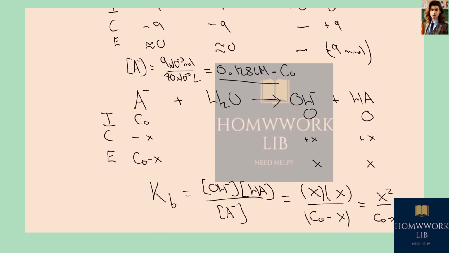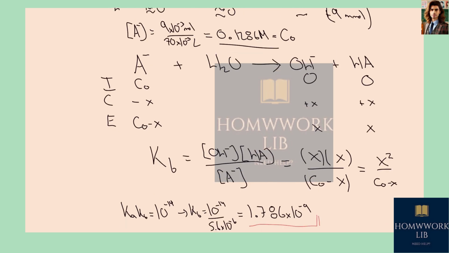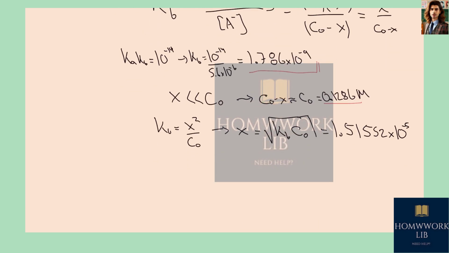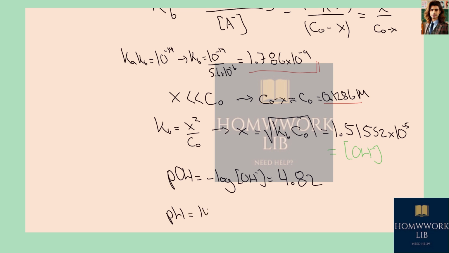And what is X? Well, if we go back to our ice table, this X is the concentration of OH minus at equilibrium. So this is equal to the concentration of OH minus. Finally, with this result, we can calculate the pOH. Recall that this is minus logarithm of the concentration of OH minus. This gives us a value of 4.82. And we get the pH as 14 minus pOH, which is going to be 9.2.